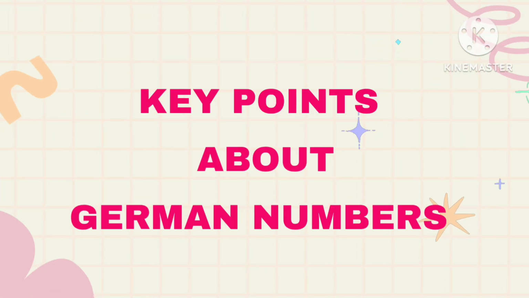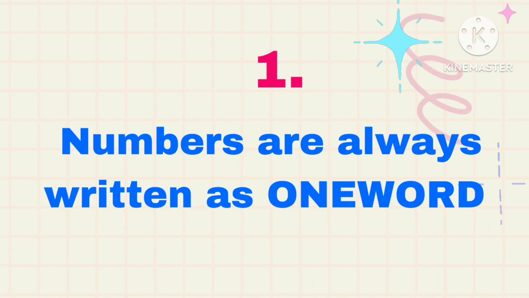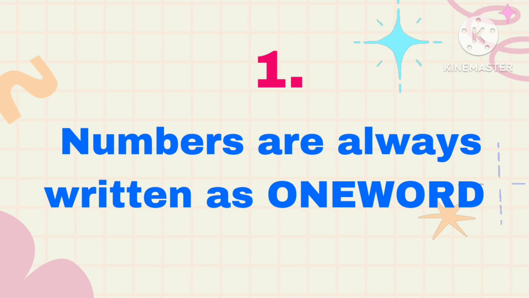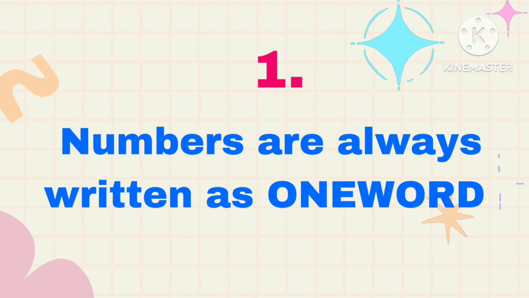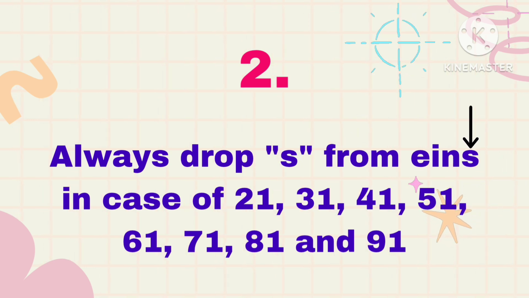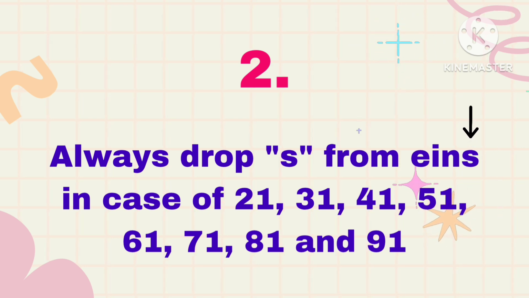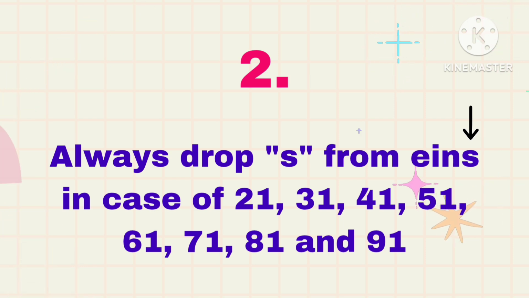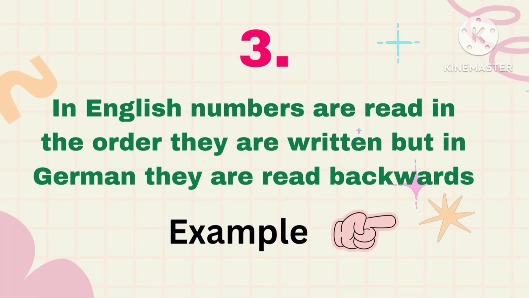First, let's understand some basic key points about German numbers. Numbers are always written as one word. Always drop S from eins in case of 21, 31, 41, 51, 61, 71, 81 and 91. In English, numbers are read in the order they are written, but in German, they are read backwards.